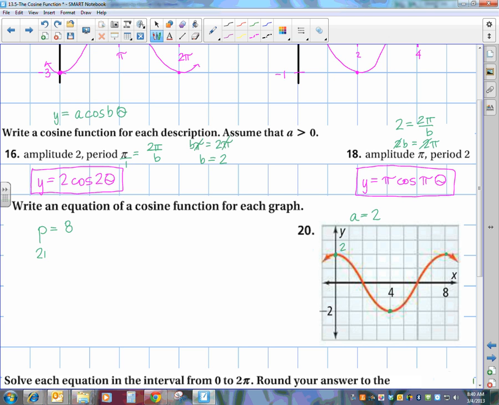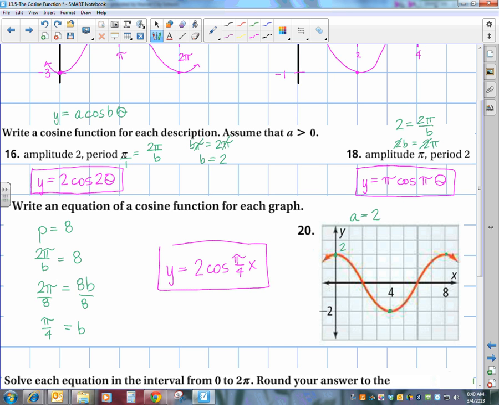Okay? That means that 2 pi over b equals 8. Again, cross multiply: 2 pi equals 8b. We'll divide by 8 and simplify, so b is going to be pi over 4. So my equation will be y equals 2 times the cosine of pi over 4. We have an x this time instead of a theta, interchangeable. Y equals 2 cosine pi over 4 times x.